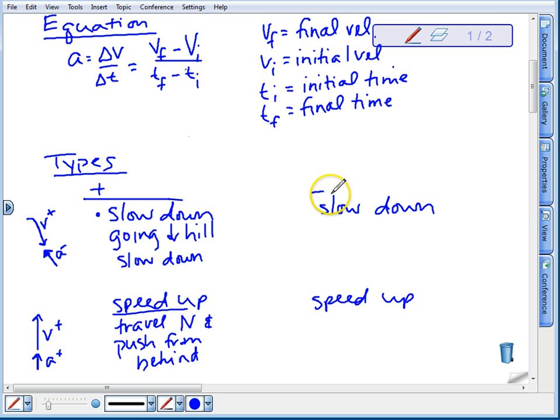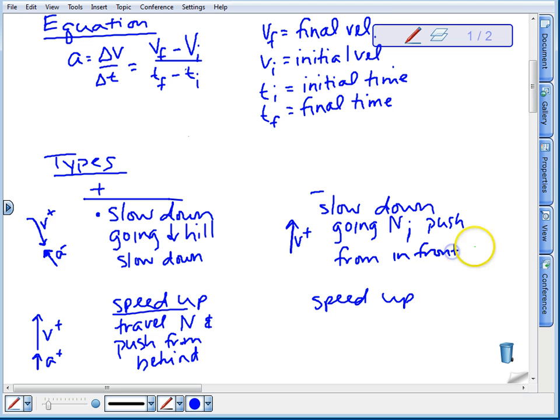Okay? We could also have a negative acceleration if the direction of our acceleration is negative. So we could slow down with a negative acceleration, right? Let's use that same example of going northward. If our velocity is positive here, but instead of getting a push from behind, we get a push from in front, a southward push, that would slow us down if our acceleration then was southward.